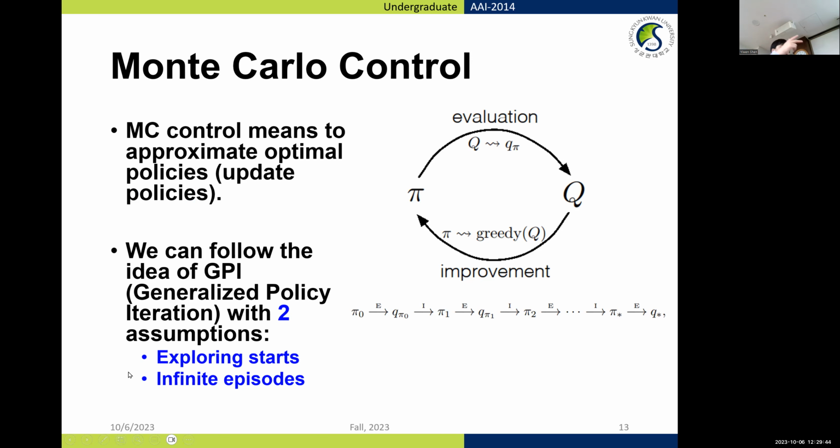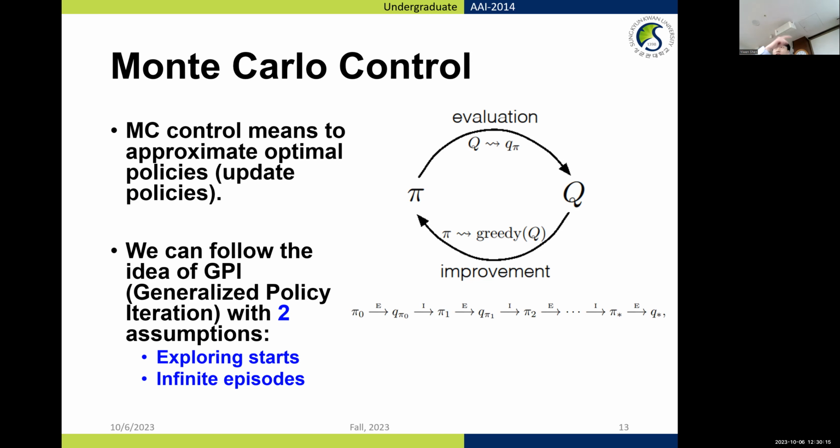So that's why we have these two assumptions. If we want to improve based on MC, we need these two assumptions. The first one is exploring starts. The second one is infinite episodes. The second one is a flexible assumption, because we can run this simulation enough times that we can consider it as infinite. But the first assumption is a little bit strong.